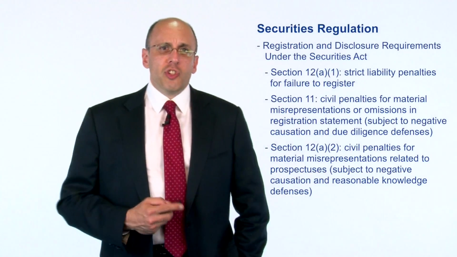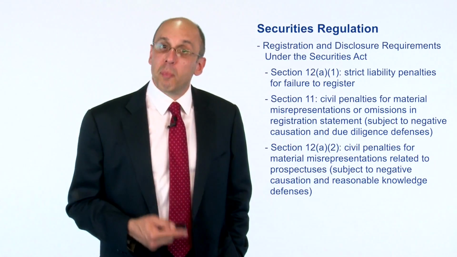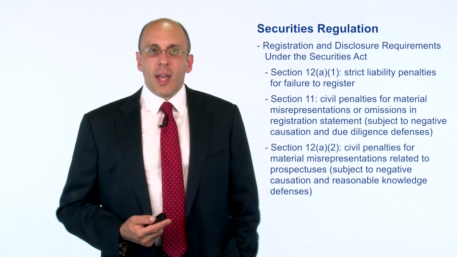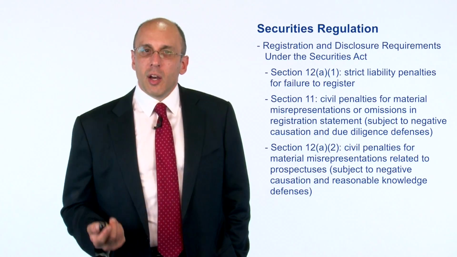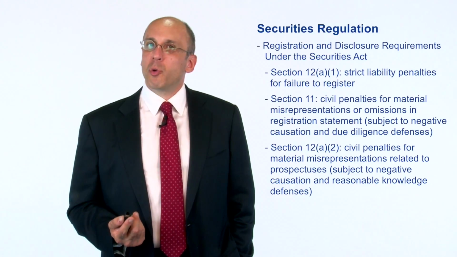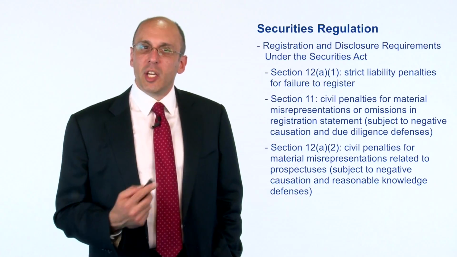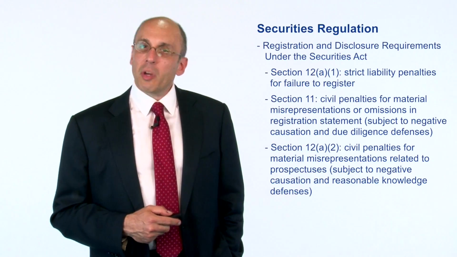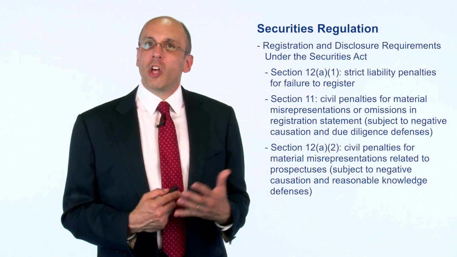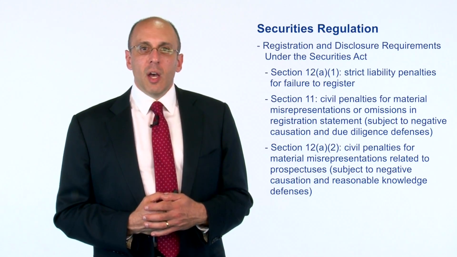Now, Section 12(a)(2) imposes civil liability for material misstatements or omissions in a prospectus or oral statements that relate to a prospectus. And here, liability extends to any of the statutory sellers, and the plaintiff, again, doesn't have to prove reliance or causation. The seller can avoid liability, again, by showing negative causation. As I mentioned before, that the damage would have been caused anyway, even without whatever the prospectus statement might have said.